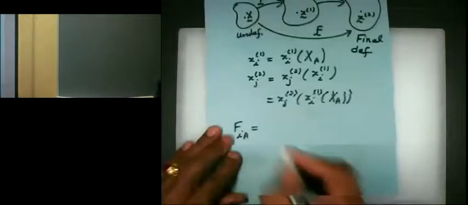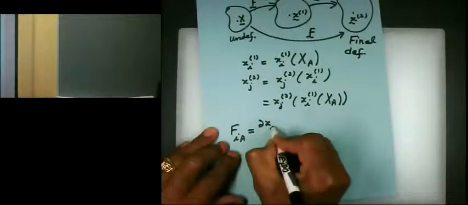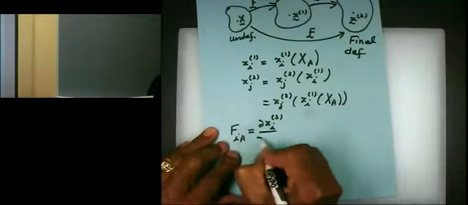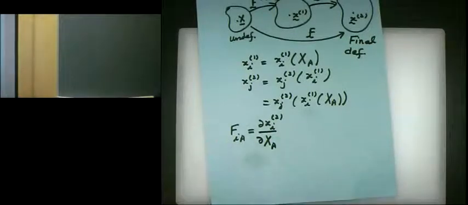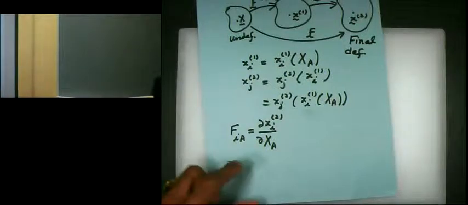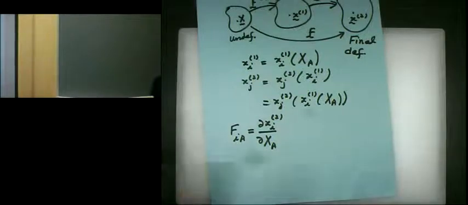Pardon me? Chain rule. Yeah, but yes, chain rule. But first is this definition. So that's the gradient of the final deformation with respect to big X. That's the definition of deformation gradient.